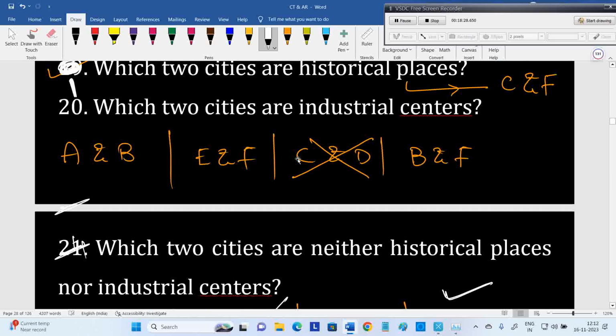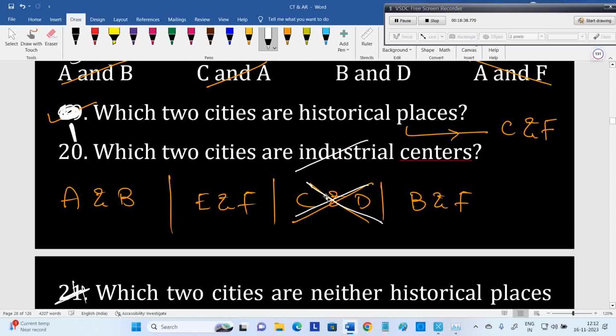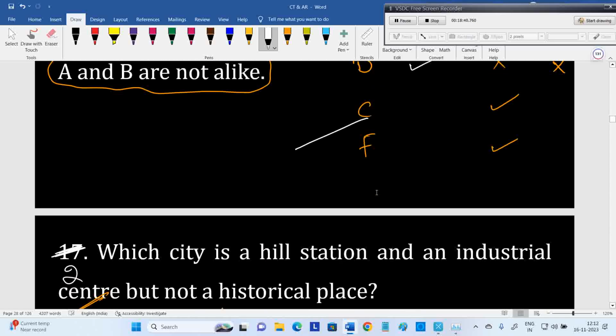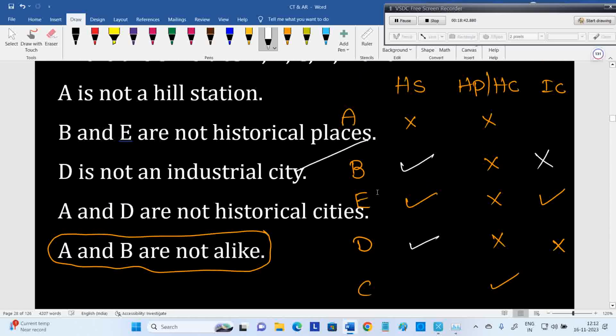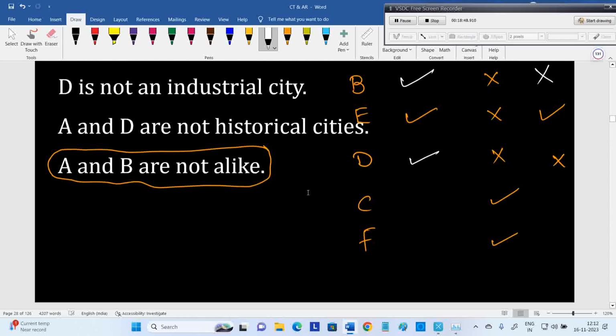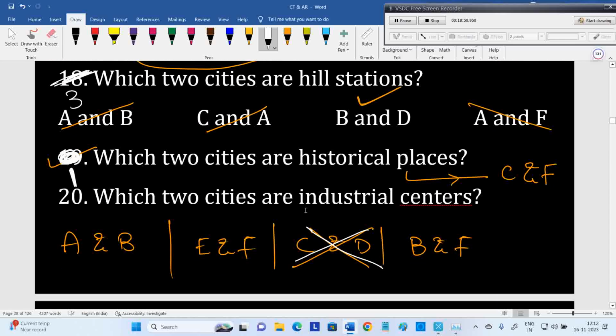This one, which two cities are industrial centers? Now if you just work on it, we came to know D is already not industrial, we eliminated. And which is not industrial, still we have to go ahead. What else? B is also now not industrial. So B, all available in the options, also eliminated. So this is C, E and F.